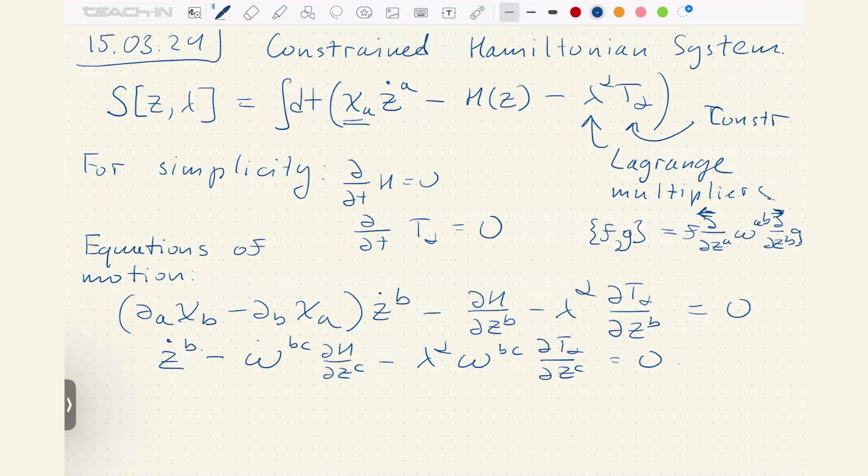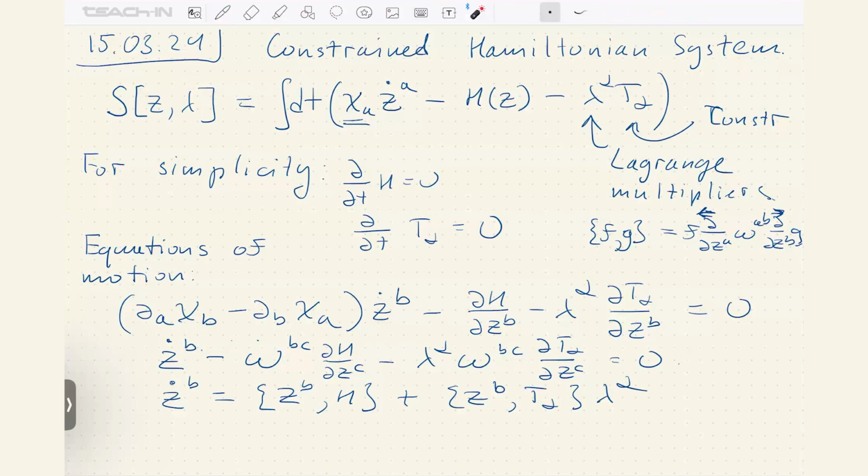Okay, good. And this can be written in terms of Poisson brackets. So z dot b equals the bracket of z b with h, plus the bracket of z b with T alpha times lambda alpha. And now the remaining equation, because we have variables z and lambda as dependent variables in our system. The second equation is obtained by varying with respect to lambda alpha. And this, of course, gives T alpha equals zero. So these are our Euler-Lagrange equations for this system.